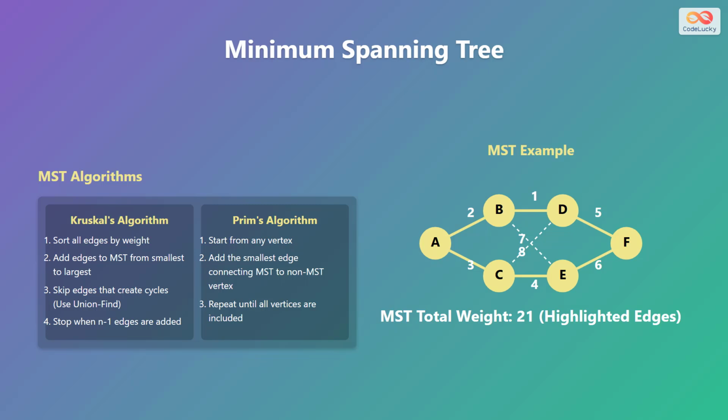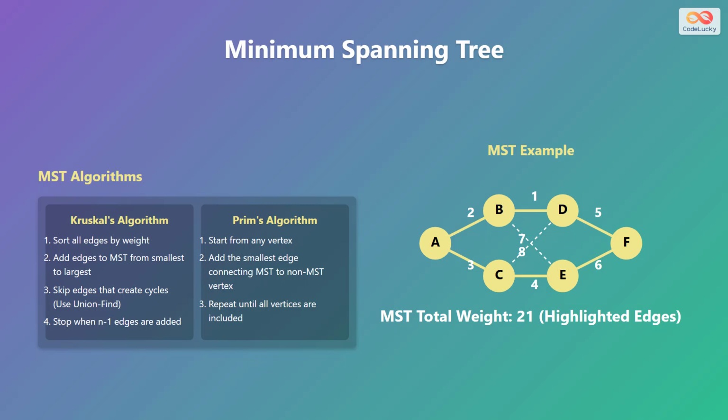A minimum spanning tree, also called MST, is a subset of the edges of a connected weighted graph that connects all the vertices together, without any cycles and with the minimum possible total edge weight. There are two popular algorithms for finding the minimum spanning tree: Kruskal's algorithm and Prim's algorithm.